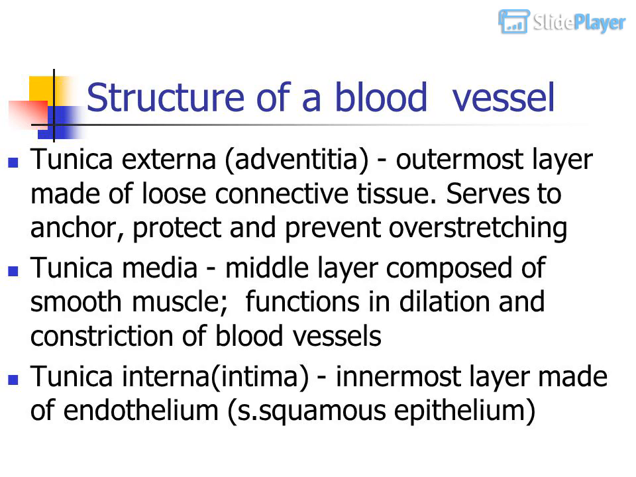Structure of a blood vessel. Tunica externa, adventitia, outermost layer made of loose connective tissue. Serves to anchor, protect and prevent overstretching. Tunica media, middle layer composed of smooth muscle, functions in dilation and constriction of blood vessels. Tunica interna, intima, innermost layer made of endothelium, squamous epithelium.